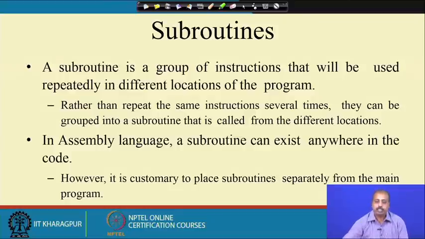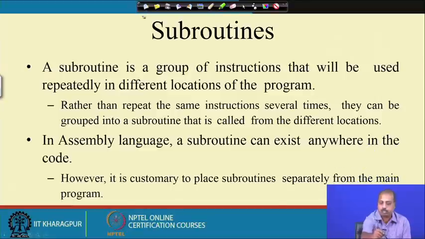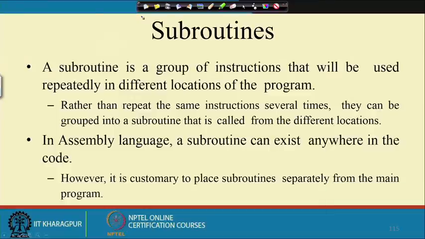Say I am writing a program, and at several places in this program I want to use a small routine. For example, maybe I want to compute the square root of numbers at different places. Instead of repeating that square root routine at every place, we write a separate square root subroutine, and wherever I need to calculate the square root, I call this routine.